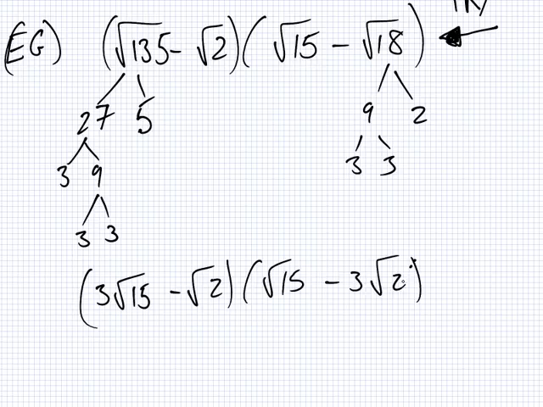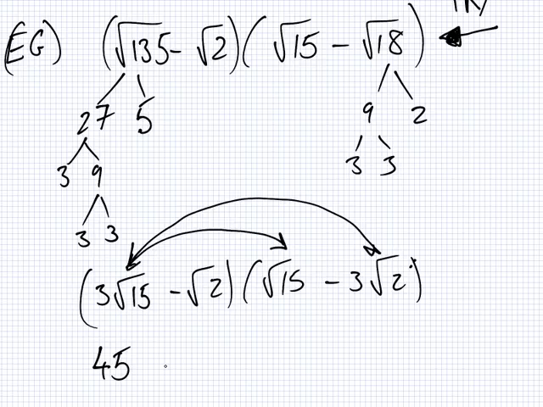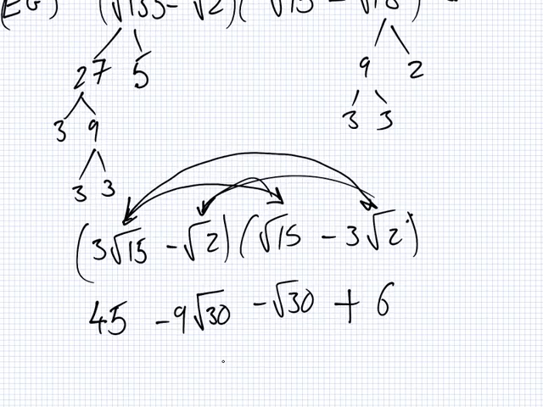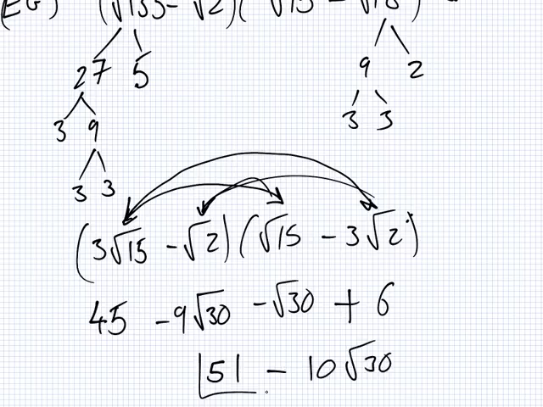Okay. So let's multiply. That by that will make 45. This one by this one will make minus 9 root 30. This one by this one is minus root 30. And then that one by the last one is 6, but a plus. 51 minus 10 root 30. Okay, I hope you got that.